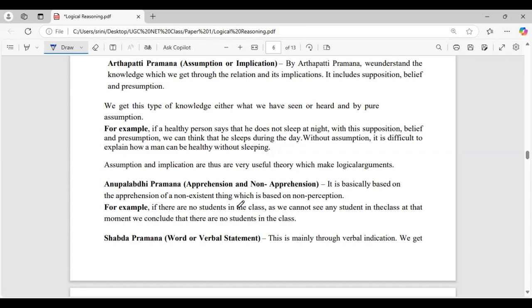Air, we cannot see air. But we can feel it. If we get under the water, we cannot breathe. So through the knowledge of why I am not able to see the air, when I am inside the water, I cannot breathe. I cannot feel the air. So that is Anupalabdhi.